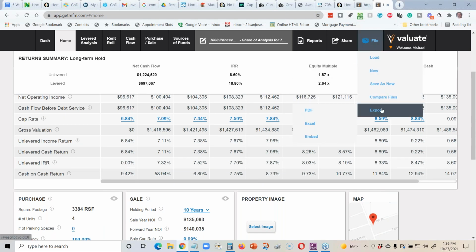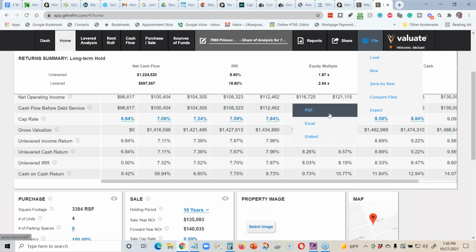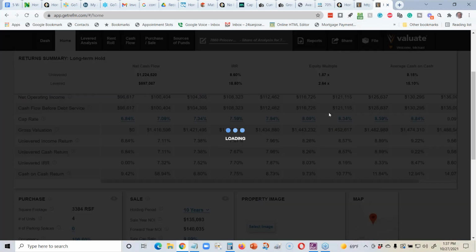You could export it. You also could save it as a new, means that, let's say I wanted to redo this, only I wanted to put in renovation costs, but I didn't want to go through and retype everything. I could save it as a new and then go put in as a new property and put in renovation costs. But I also can export it as a PDF, let's just say.